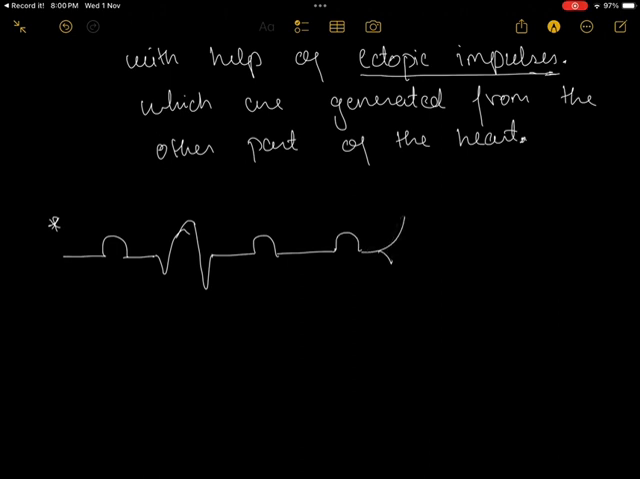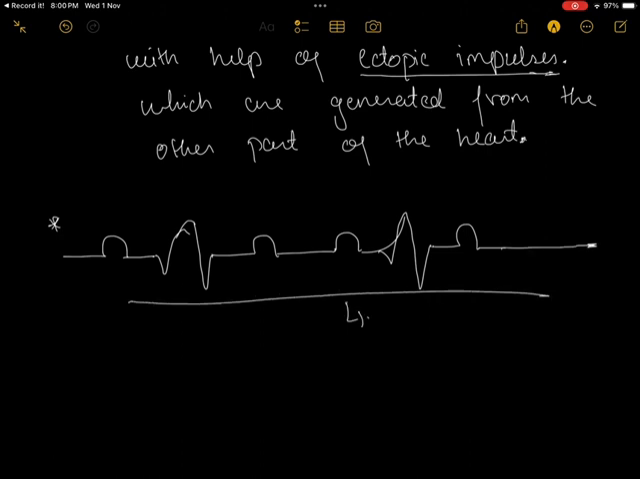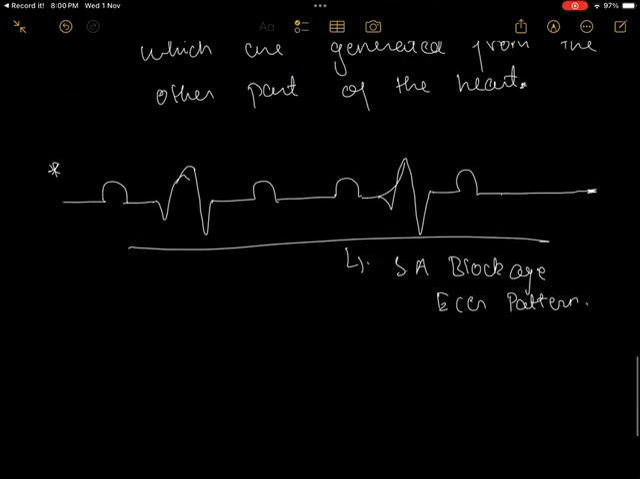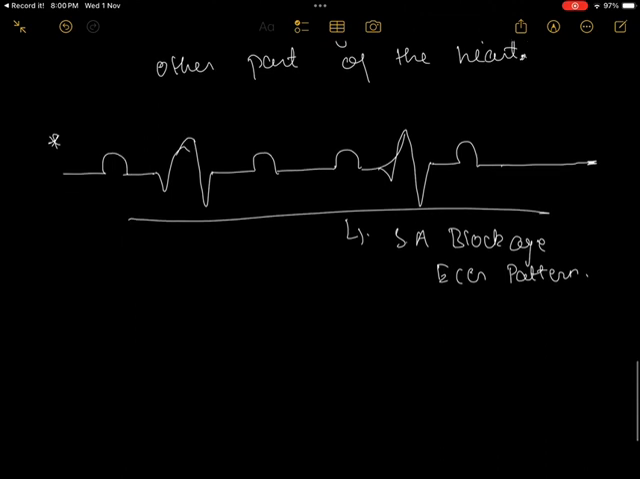So I'm sorry, this is the ECG pattern which is seen in patients who have got a sinoatrial blockage. This is the ECG pattern of sinoatrial blockage. Whenever we see this kind of pattern in ECG, then we can conclude that the patient has got sinoatrial blockage.